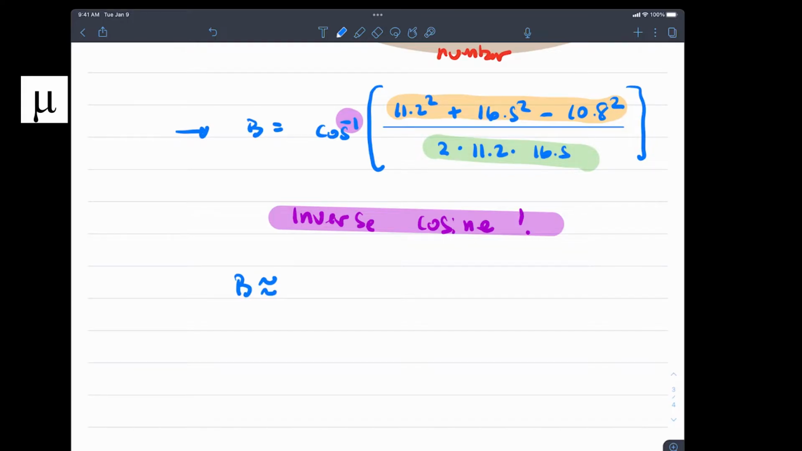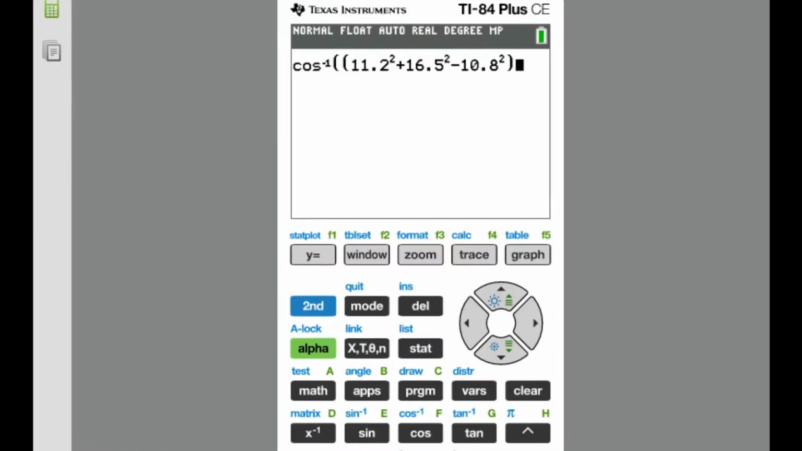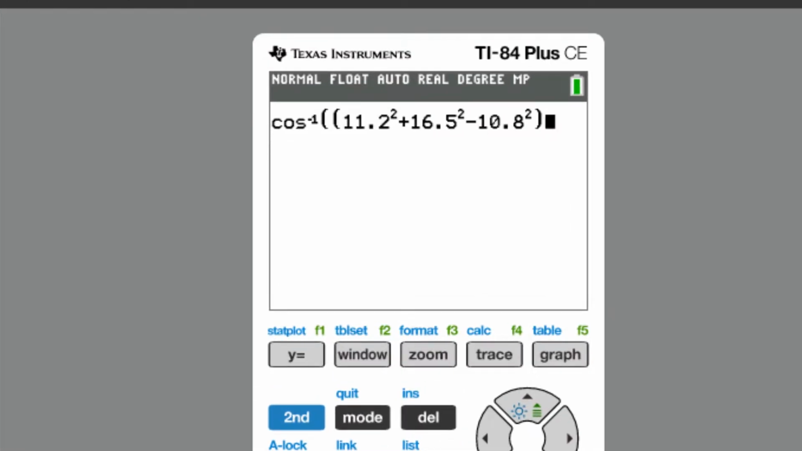And I apologize because you haven't seen that here, right? So let me get a little bit bigger. I hope you guys can see that. I'm putting a set of parentheses within another set of parentheses. Now we're going to divide here. And you're going to divide by what? You're going to have 2 times 11.2 times 16.5. Close this here. Okay?